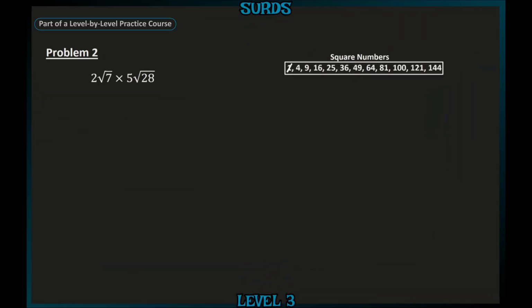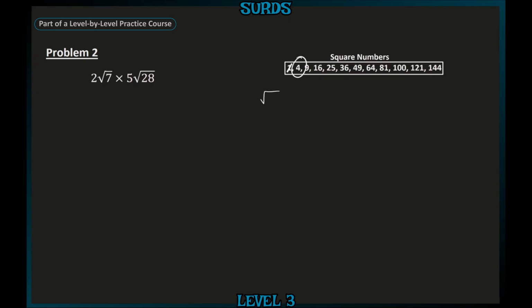In problem 2, we're simplifying 2 root 7 multiplied by 5 root 28. To start, we're going to see whether we can simplify the surds. Now looking at the 7, it can't be divided by any of the numbers on our square number list, so we can't simplify that. But 28 can, because 28 can be divided by 4. So this means that we can simplify the square root of 28. So we're going to start by doing that.